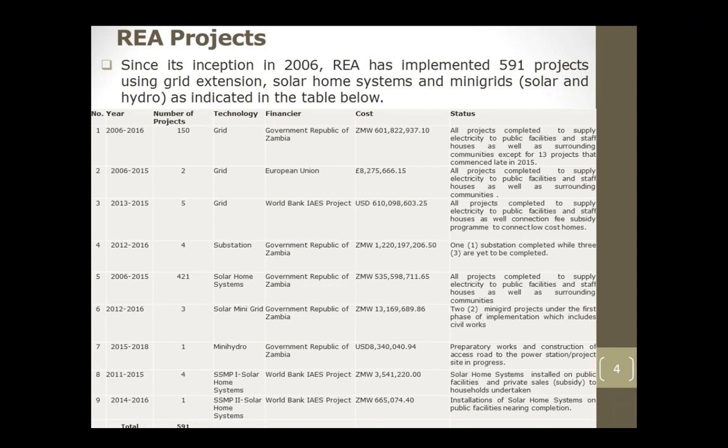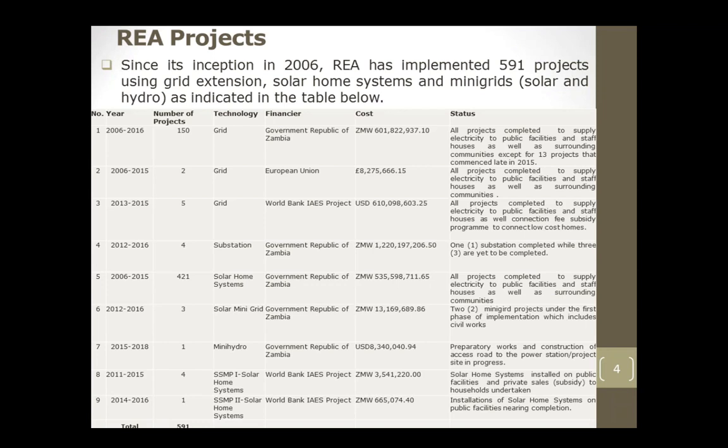Then we have number 8, solar under the World Bank projects. These were installed on public facilities, and there was also a subsidy applied to the households where systems were sold to the private households at an affordable rate. Then number 9, we have another set of sustainable solar market package. This is phase 2, where installation, mainly focused on the public facilities, is almost complete. So in total, we have implemented 501 projects.